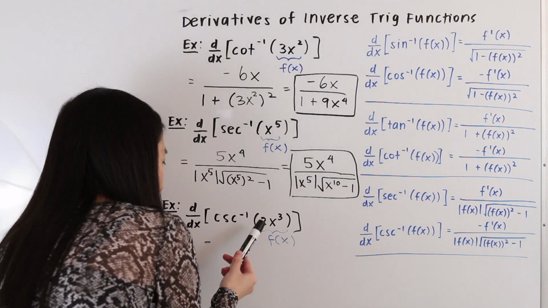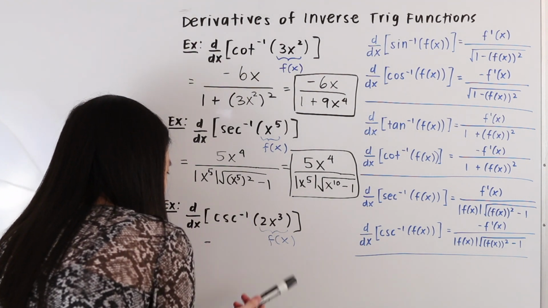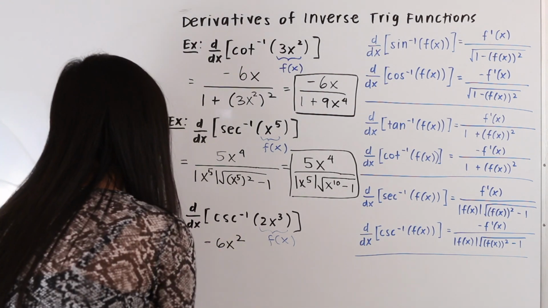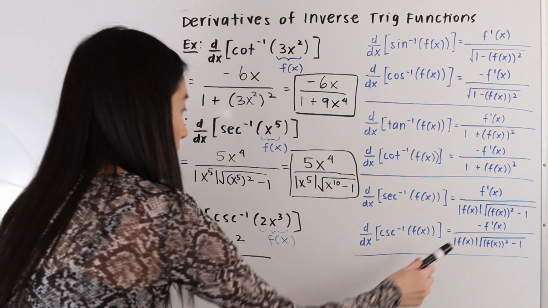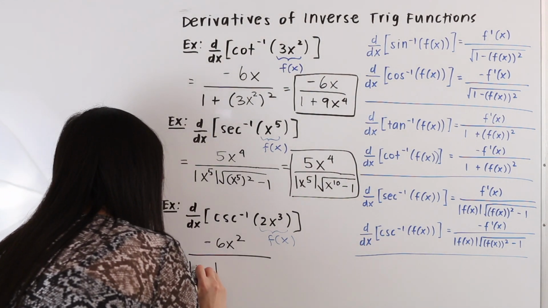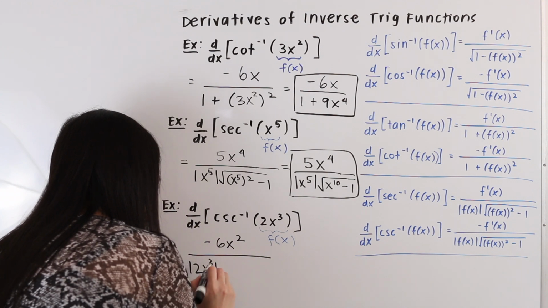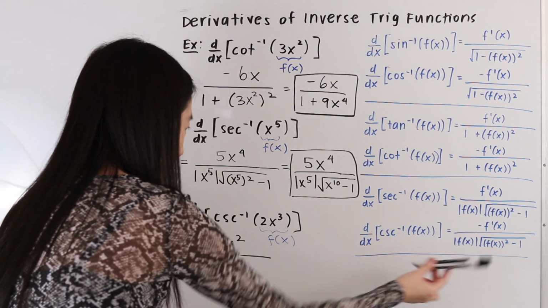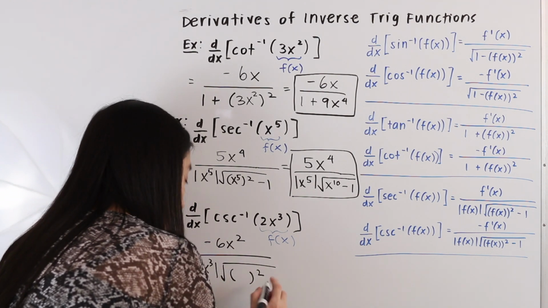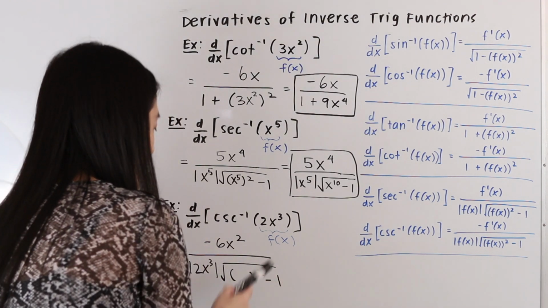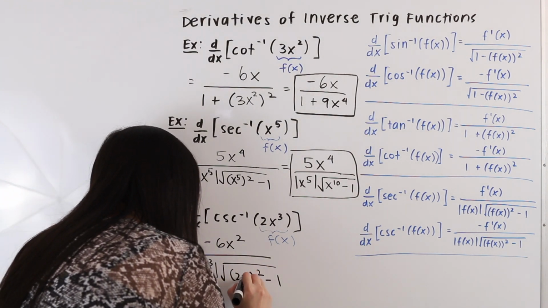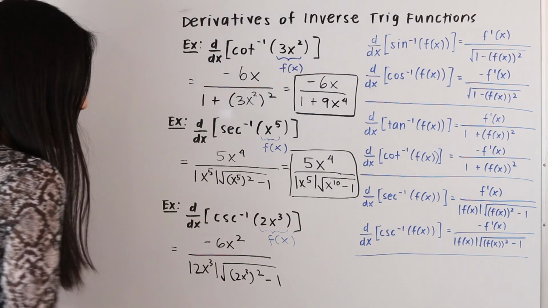And next, let's go ahead and take the derivative of f of x. So the derivative of 2x cubed is equal to 6x squared. And this is over the absolute value of f of x. So we have the absolute value of 2x cubed. And then times the square root of f of x squared minus 1. And so here we can see that f of x is equal to 2x cubed. So let's go ahead and plug that in. And now we can go ahead and simplify this.